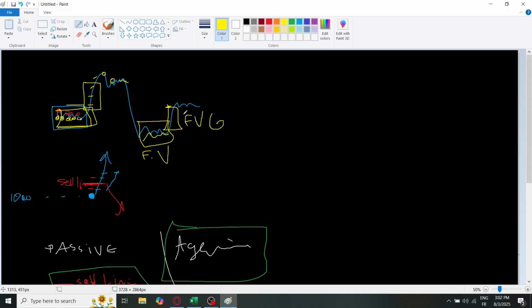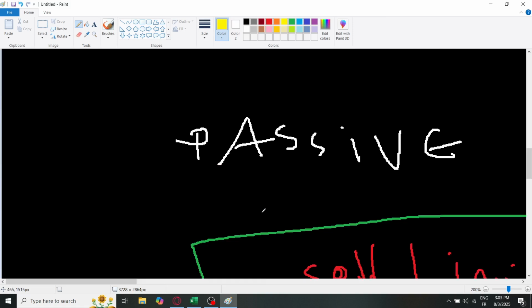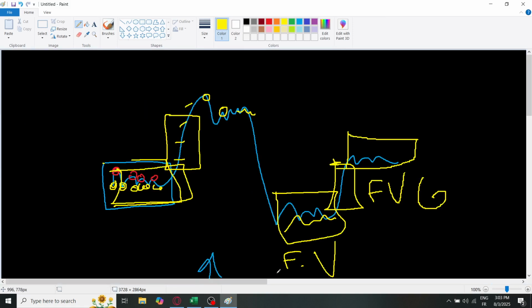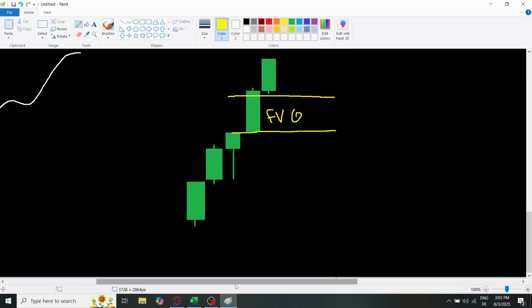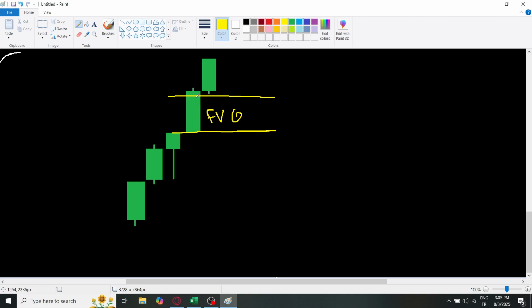The fair value gap happens when there is consolidation here and consolidation here, and between them there is a fair value gap, which is the trend. It's not this pattern, where you have this thing.